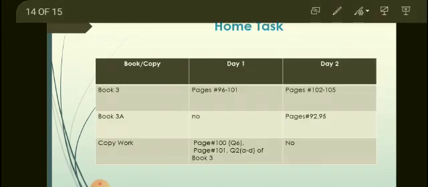Home task of 2 days. On day 1 we are going to do pages 96 to 100 from book 3, and on day 2 we are going to do pages 102 and 105. Similarly, you can see 3A and copy work from this table.